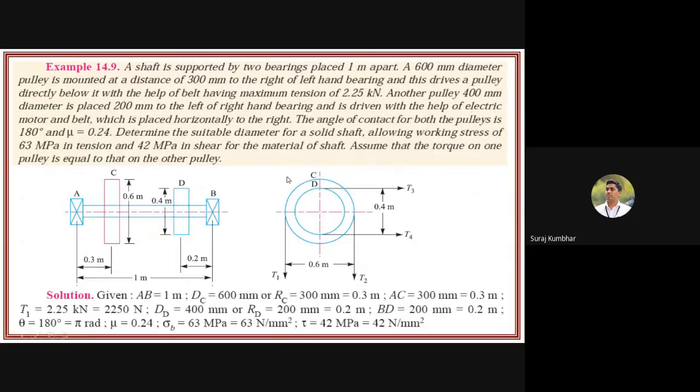So here you need to find out the diameter. Determine the suitable diameter and allowable working stress. The stress value they have given you in tension, and the shear stress value also they have given you, 42 MPa in tension. Assume that the torque on one pulley is equal to the torque on the other pulley. Here they have told you the torque on one pulley is same as the torque on the other, म्हणजे C वरती जितका टॉर्क असणार आहे तितकाच D वरती असणार आहे.